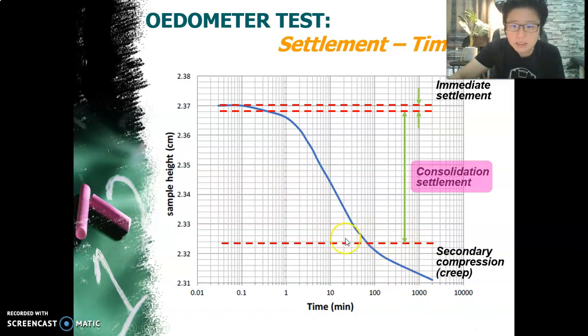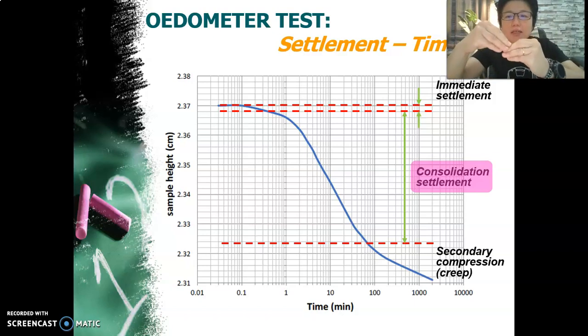Just very quickly, this is the last bit of your curve. There's a secondary compression, or we call it creep. As the name tells you, creep. It takes a long time. Soil will always settle. Even if it is not being applied a load larger than what it has previously experienced, meaning it wouldn't undergo consolidation settlement, it will still go through creep. Soil grains are a bit like rice grains, like beras.